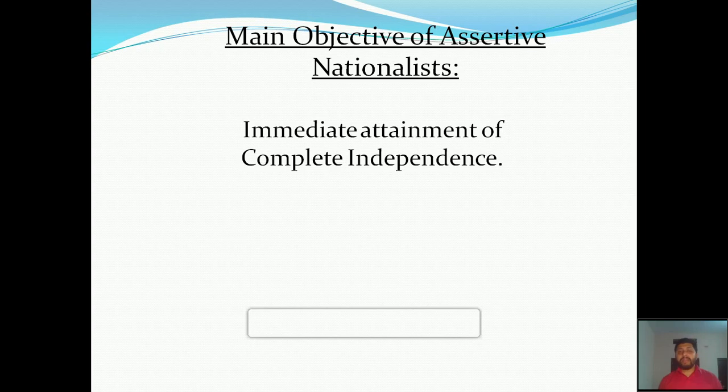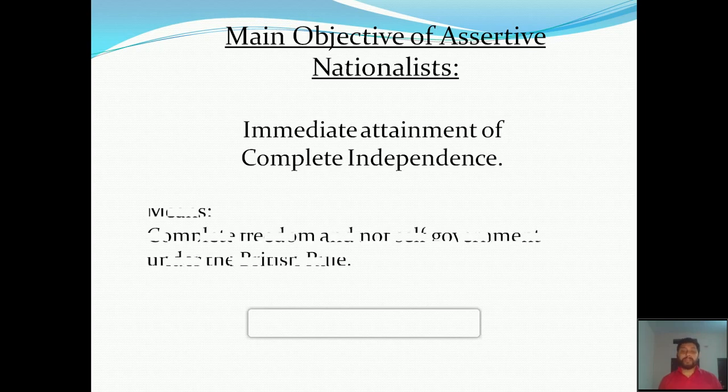Now let's see this point in some other words. It can be explained like this: complete freedom and not self-government under the British rule. It is defined in such a way, and there is a reason behind it. Early nationalist leaders also demanded self-government, but that self-government would function under the British rule. That was their demand.